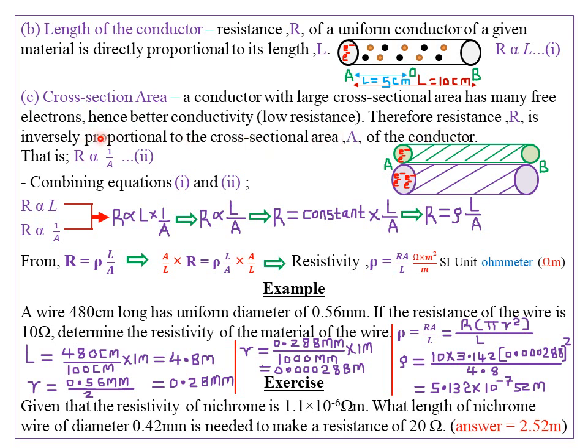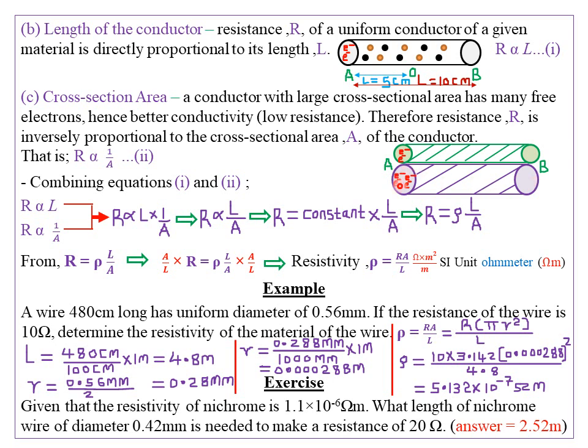Remember, inversely proportional simply means that the larger the cross-sectional area, the lower the electrical resistance, and the smaller the cross-sectional area, the higher the electrical resistance. So remember, a conductor with a large cross-sectional area has more electrons. And if you have more electrons, it means your chances of taking charge from point A to point B will be very, very high.